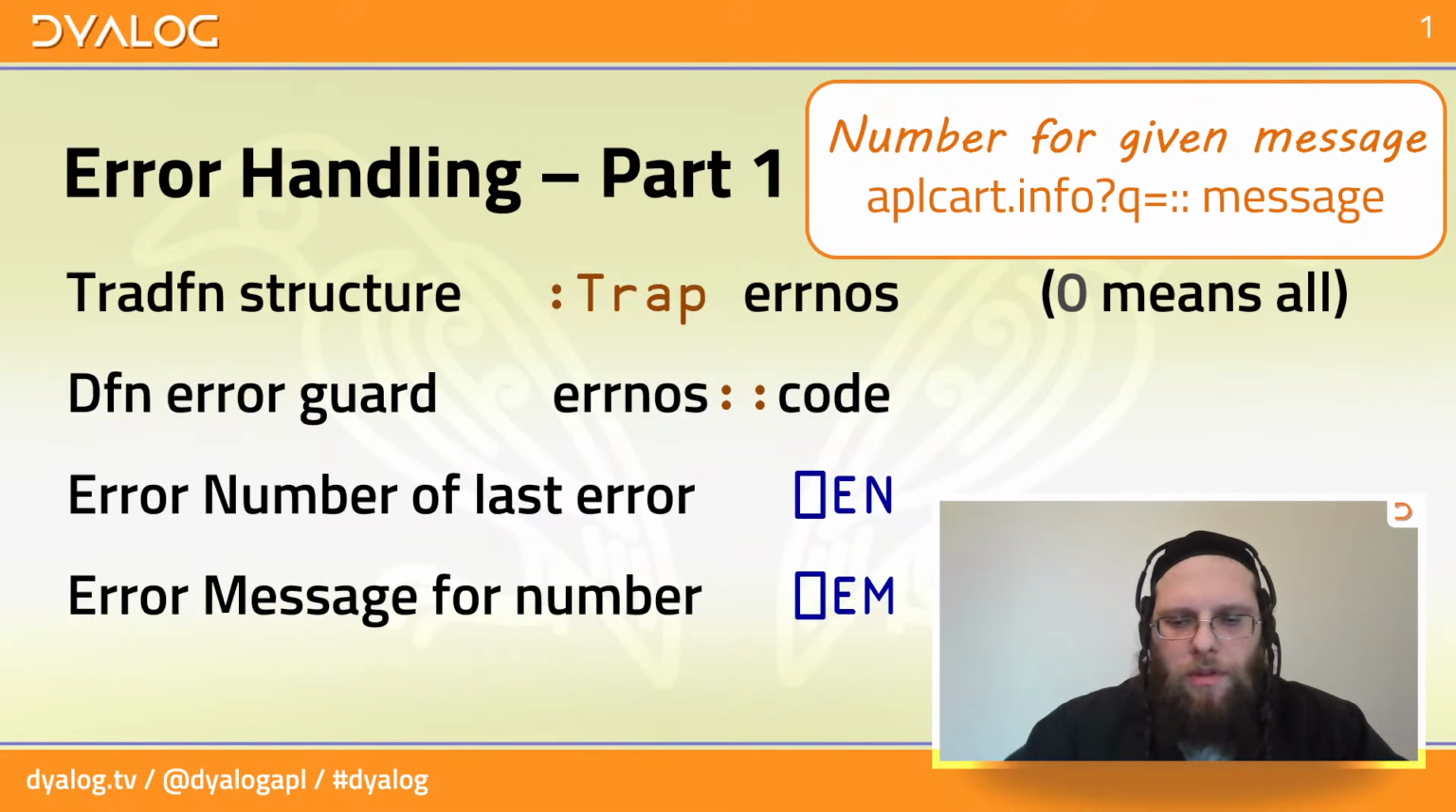In the previous webinar, we went over the very basics of error trapping, including the trap control structure and error guards in defence. We have looked at the error number and the corresponding error message that can be used to look at what went wrong after an error has happened. We have used APLcart for finding the error numbers corresponding to a particular type of error, and also for looking up error numbers and their meanings.